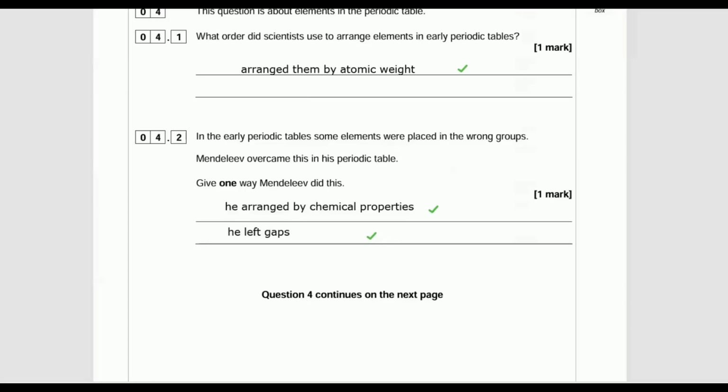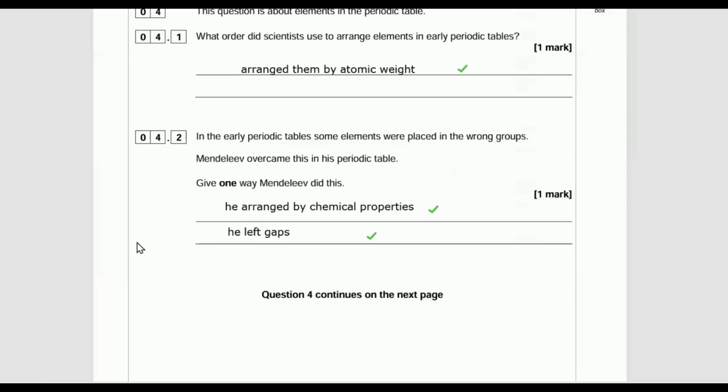He said, "Oh my gosh, that bubbles in water. Why am I going to have that in? I'm going to put all the things that bubble in water in one group over here." And so he arranged them by their chemical properties. And where he said, "But if I do that, it creates a gap over here." He said, "Well, I'm going to leave that gap. I'm not going to try and fill it. I'm just going to leave a gap there." And so they're the two funky things he did.